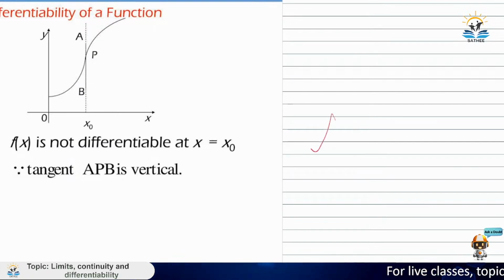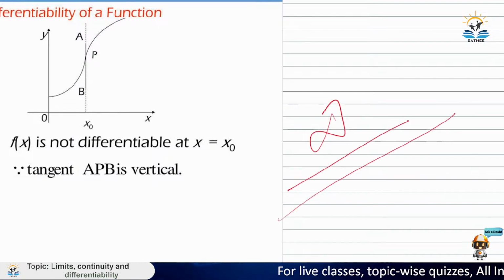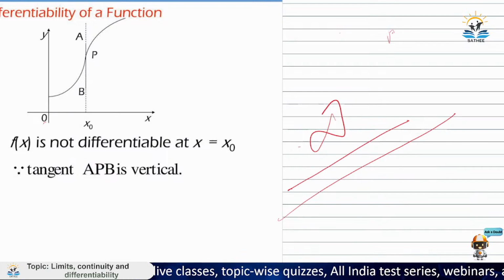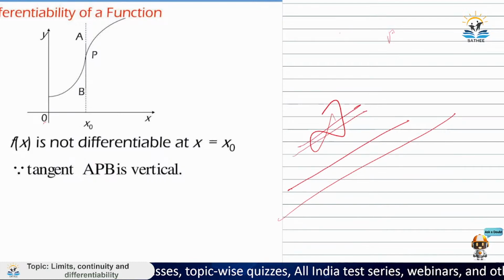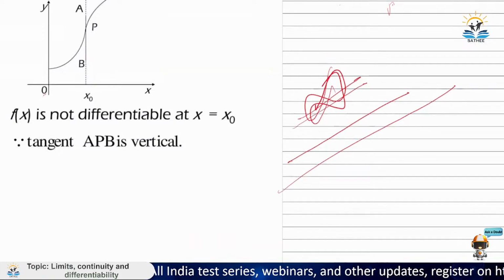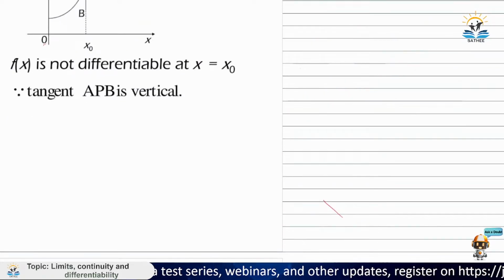Here the function is not differentiable since the tangent has a vertical slope. So whenever the slope is infinity, it is the x equals 0 line. When the slope is 0, it is the x axis line. So yeah, if the slope goes to infinity, then the function is not differentiable.